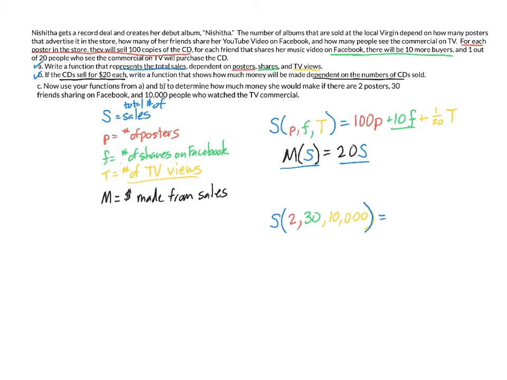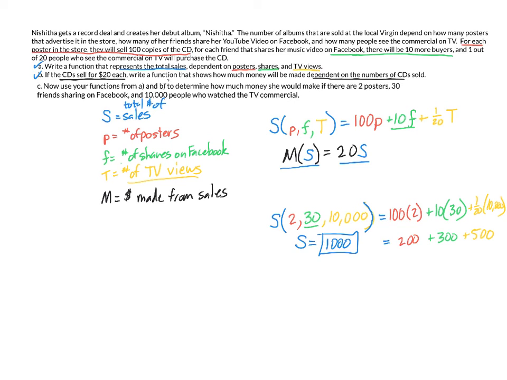Okay, so that will be equal to 100 times P plus 10 times F, right? That's F right there. And then plus 1 over 20 times 10,000. This will give me the number of sales. Okay, so I'm going to do all the multiplication first. 200 plus 300 plus 1 over 20 times 10,000, do it on your calculator, is 500. So that gives me a total of 1,000 sales. All right, so now I know that S equals 1,000.